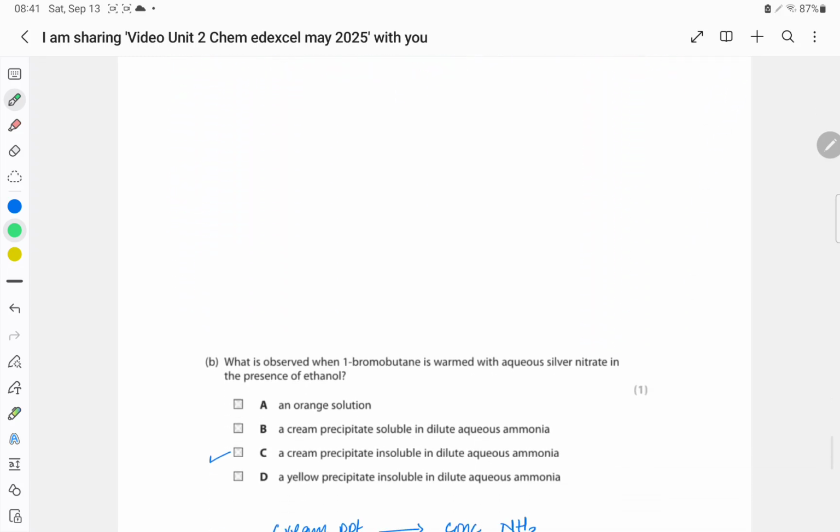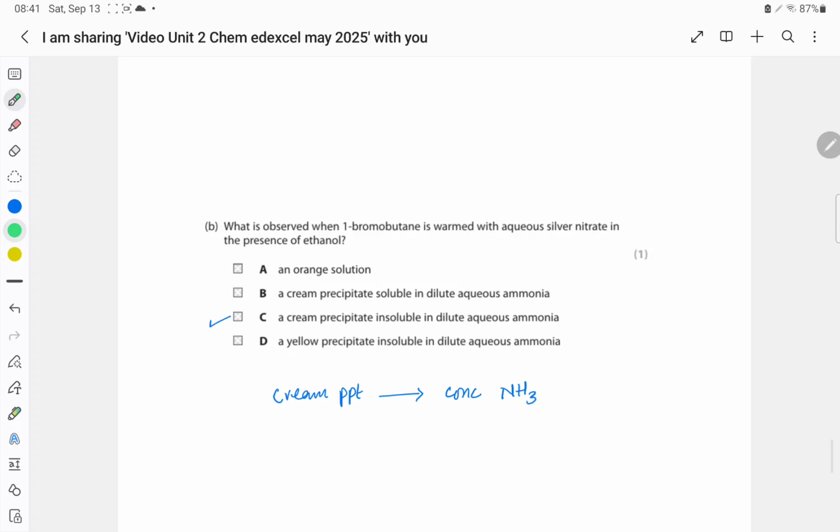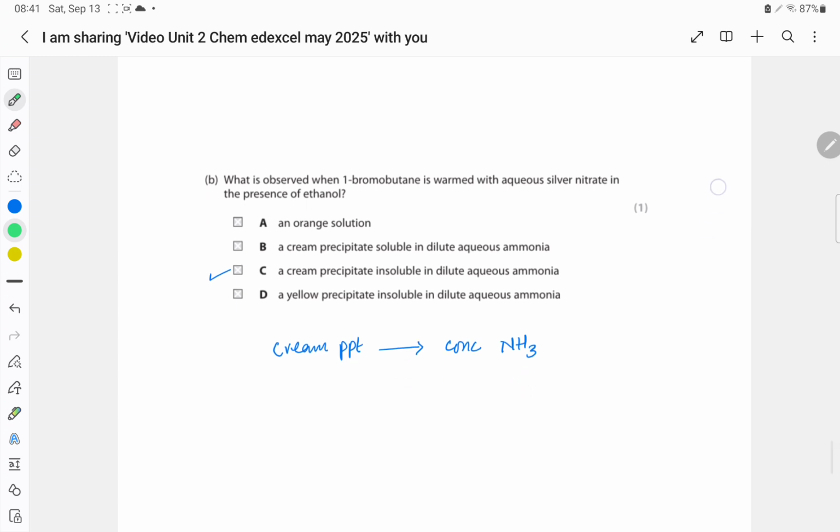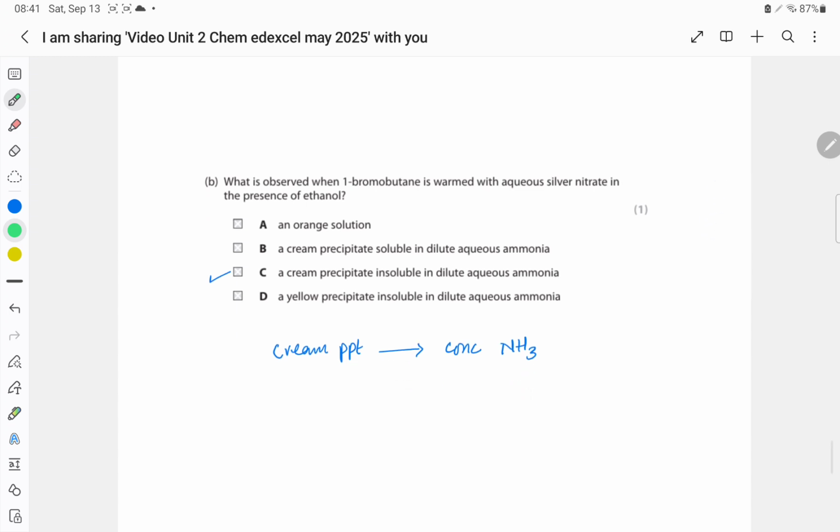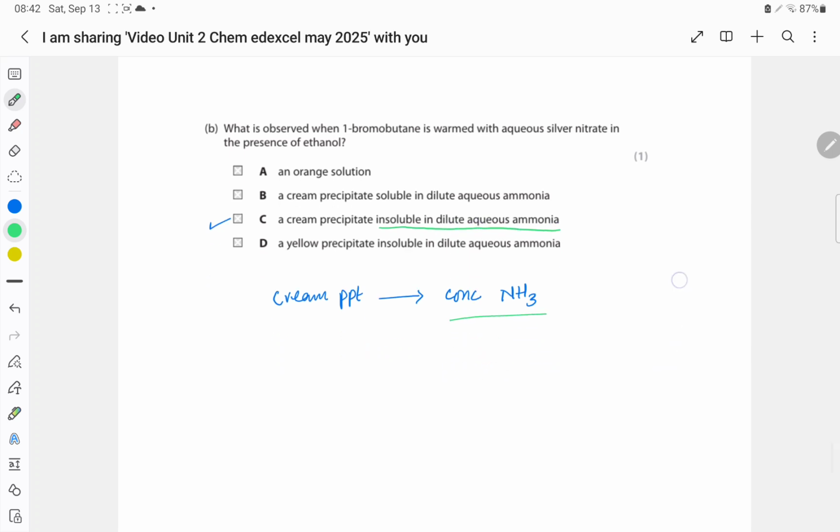Okay, so moving on to the next part, which is what is observed when 1-bromobutane is warmed with aqueous silver nitrate in the presence of ethanol. So here you need to learn the color, a cream precipitate. Remember when we are reacting it with the bromine, it's going to form a cream precipitate, and that precipitate is always soluble in concentrated ammonia, right? So basically, if you talk about ammonia, it's going to be insoluble in dilute aqueous ammonia, because it's soluble in the concentrated one.